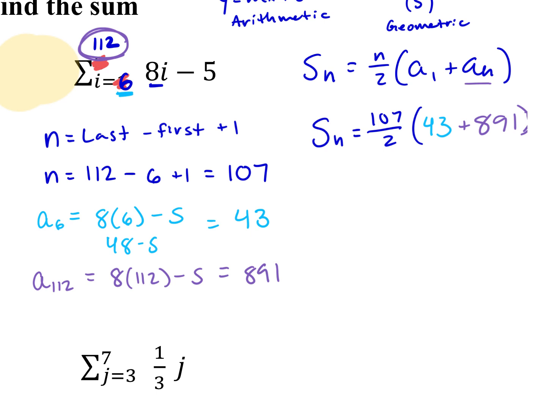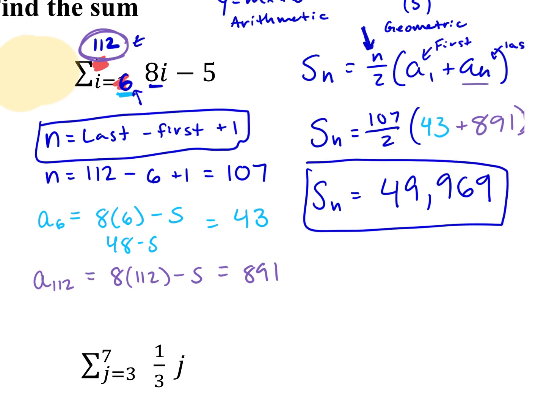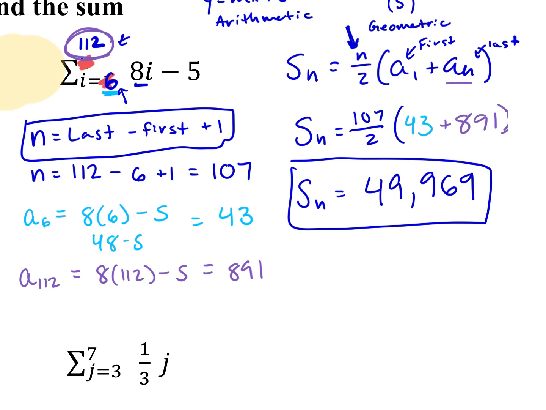So in the calculator, the sum of our terms is going to be 49,969. Like the 107, you only use to plug into n. But for your first and your last, you're using the first number that it gives you and the last number that it gives you to plug in to find those.